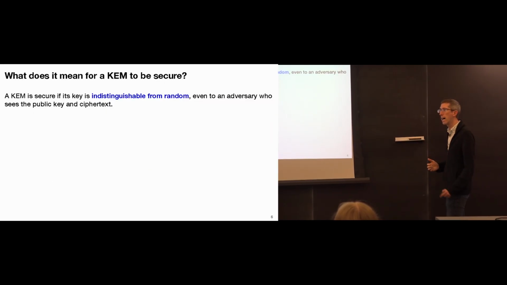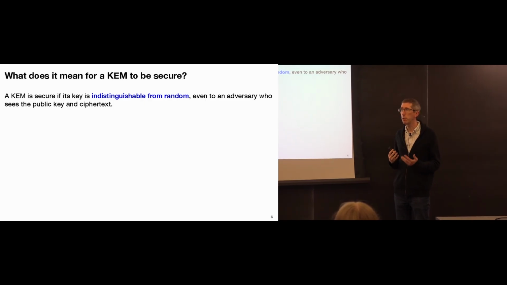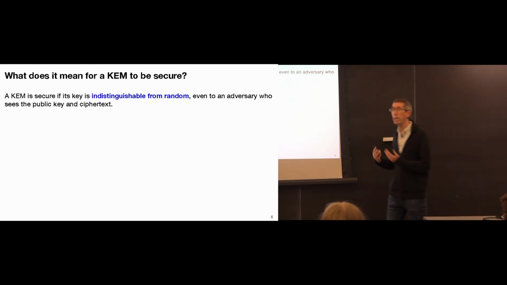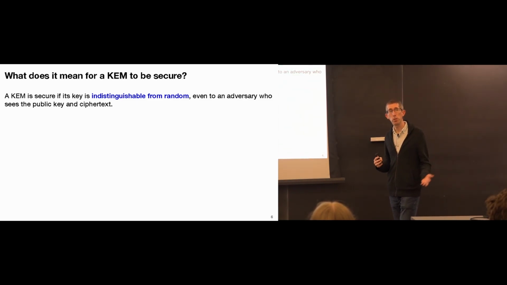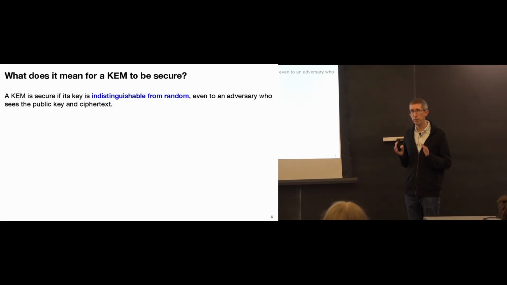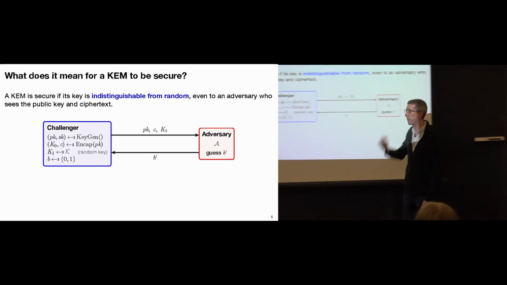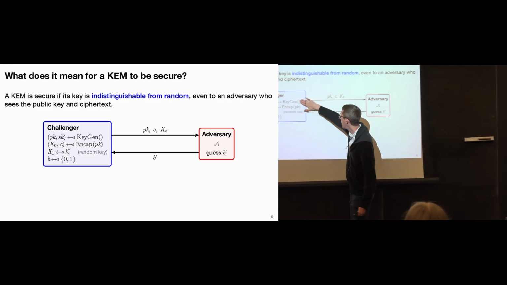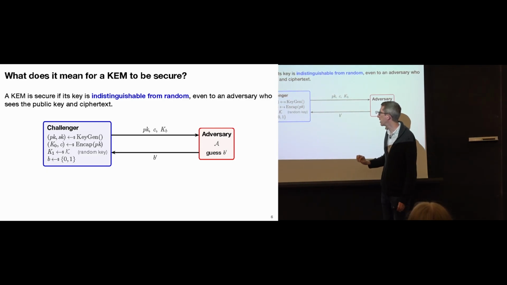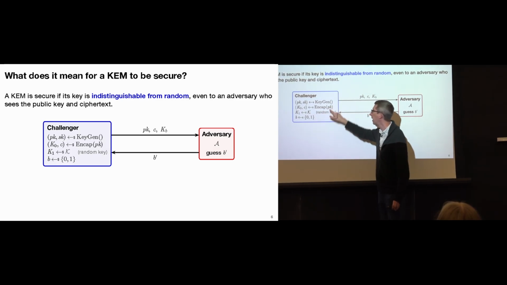So a KEM, in order to be secure, should have the property that the key that it establishes between the two parties is indistinguishable from a random string, even to an adversary who observes all the communications that go back and forth between the two parties. So indistinguishability from randomness, that's the fundamental security property of a key encapsulation mechanism. The way we model this is with a game played between a challenger and an adversary. The challenger will set everything up. The challenger will first generate a key pair using the key generation algorithm and prepare the encapsulation of a random key K0 under the public key.